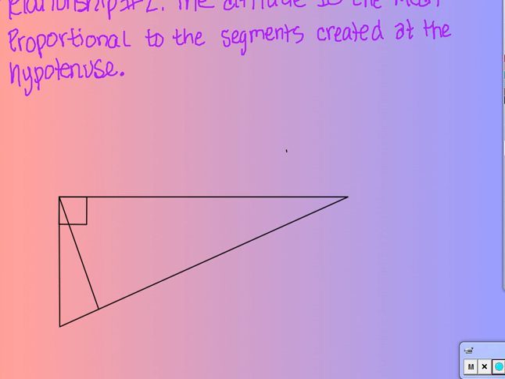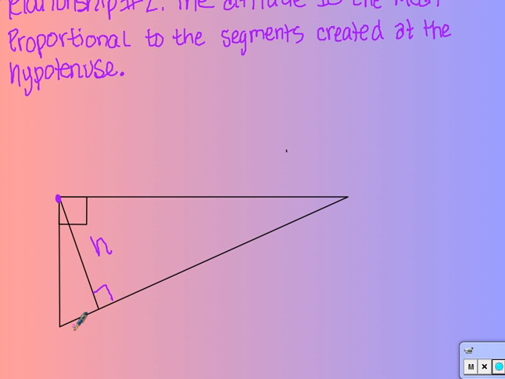All right, let's move on to relationship number 2. Relationship number 2 says the altitude to the hypotenuse is the mean proportional to the segments it creates at the hypotenuse. So if I put the altitude in here, which, remember, is the height between the right angle and the hypotenuse, what happens there is you get that right angle like that, or on both sides. That doesn't matter. We don't usually draw them both.